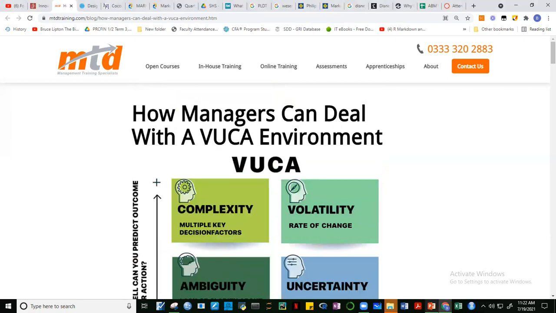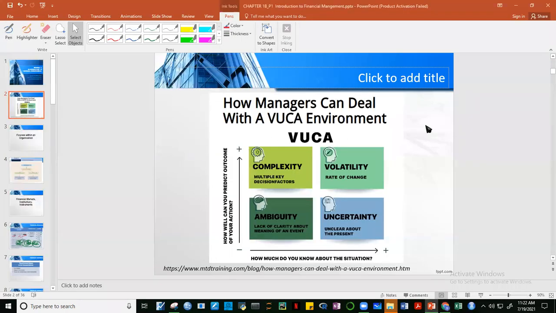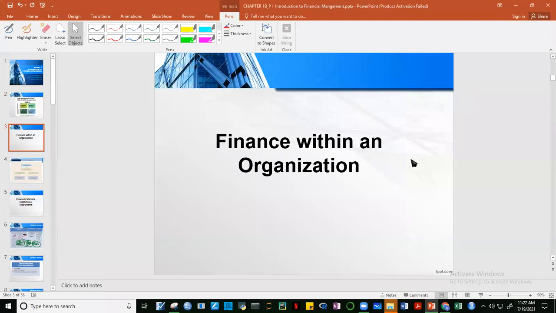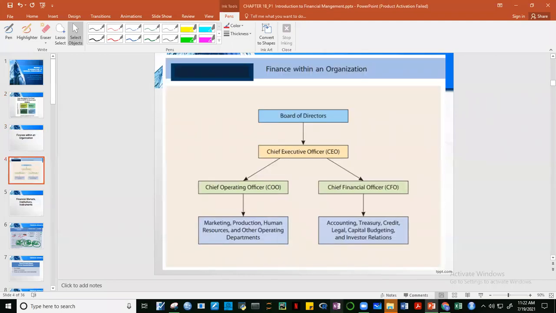Okay, so let's go back, guys, to our discussion last time. Sabi natin, sa isang organization, saan ba pumapasok ang finance? This could be the old hierarchy in an organization, COO, tapos under COO, we have marketing, operations, HR, tapos under CFO naman, pwedeng under sa kanya, si accounting, treasury, credit, etc. This is just an example.